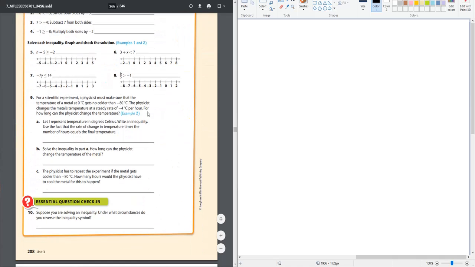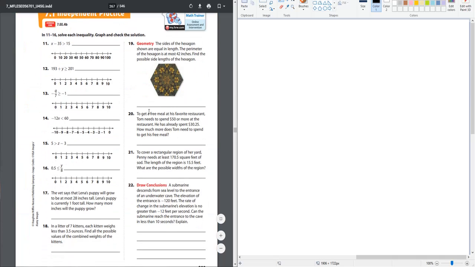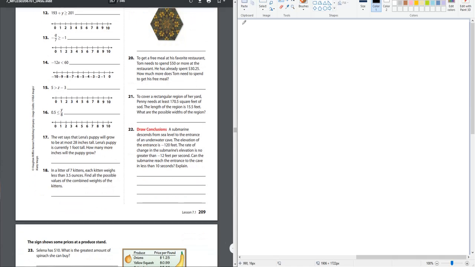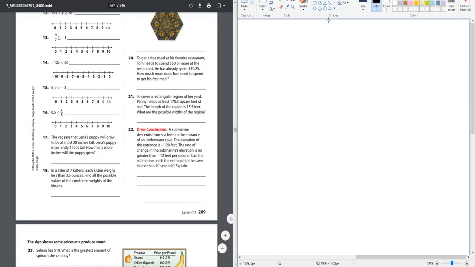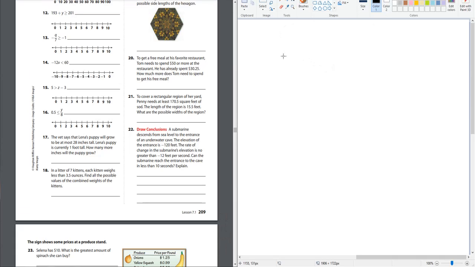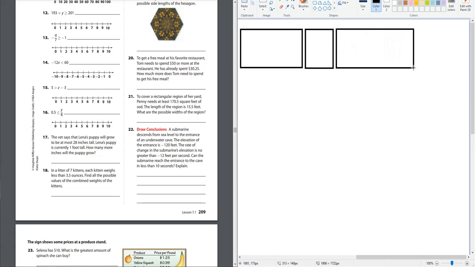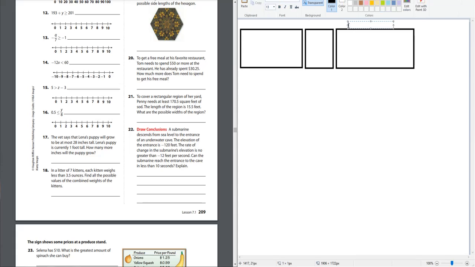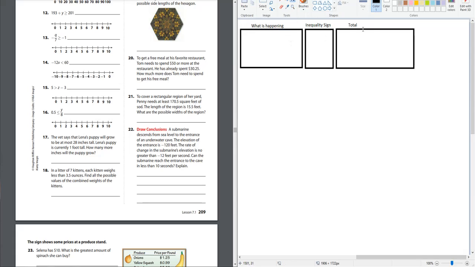So let's try one of these. Okay. So again, I'm taking a real world problem and I'm going to try to turn it into an inequality and then solve it and graph it. So I'm going to take my 3 parts. So first I'm going to do is total. Inequality sign. Okay, so let's start with our total.